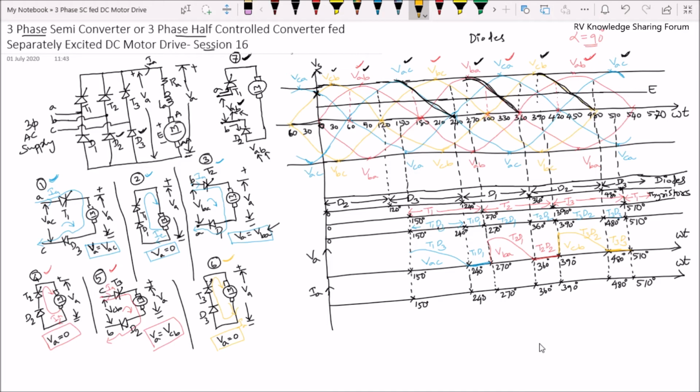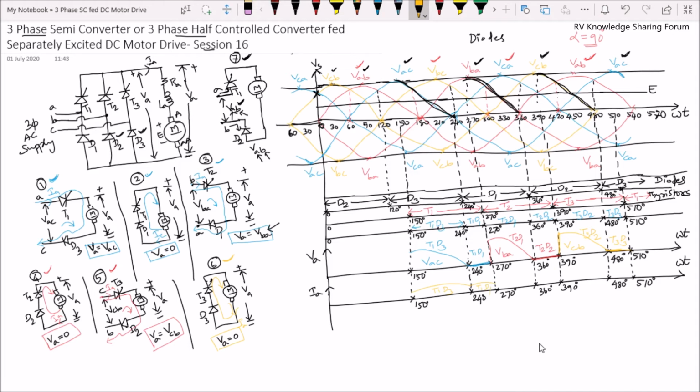So from 150 degrees to 240 degrees, the current is flowing through the thyristor T1 and the diode D3. And again from 240 degrees to 270 degrees, the current is flowing through the thyristor T1 and the diode D1, where the output voltage is 0.